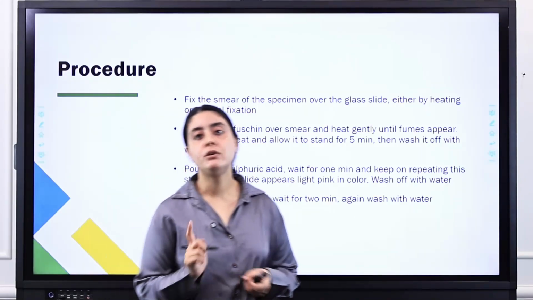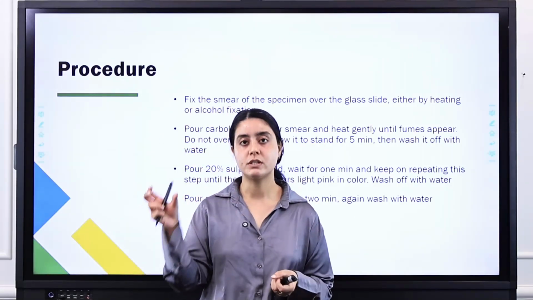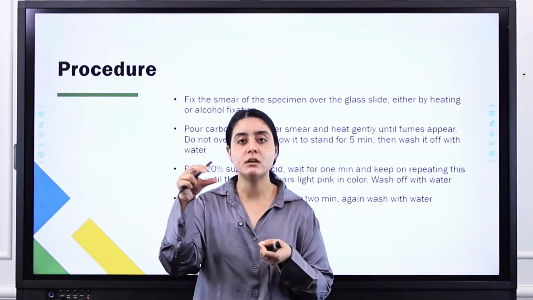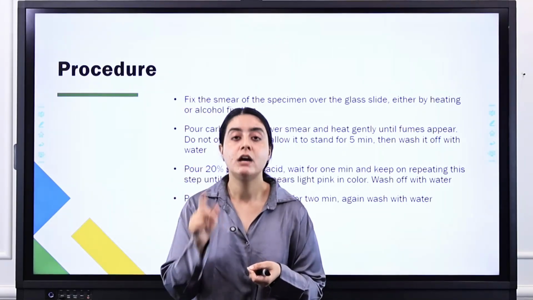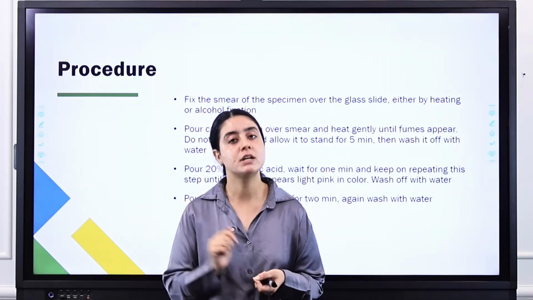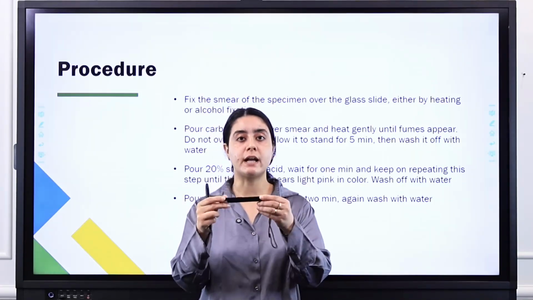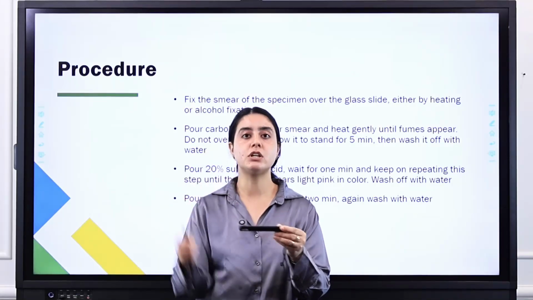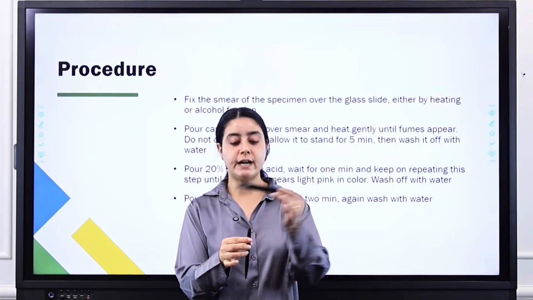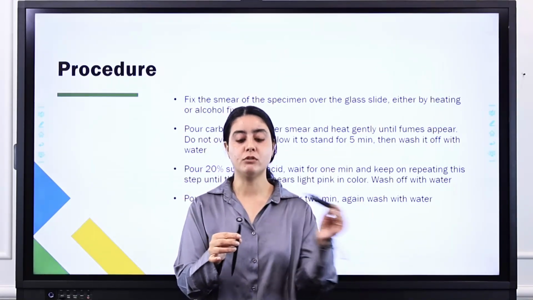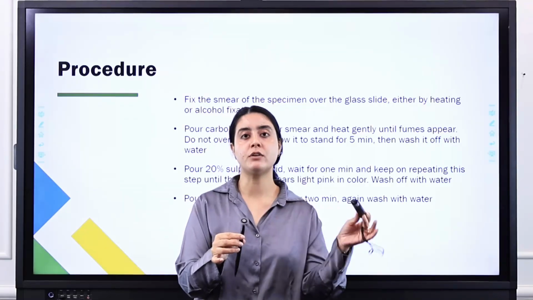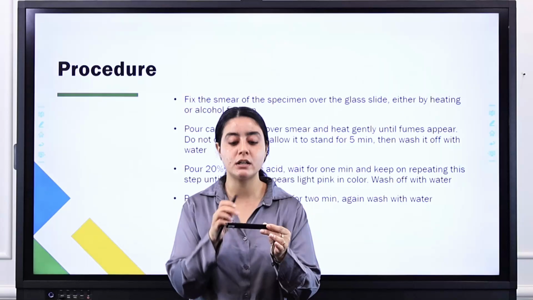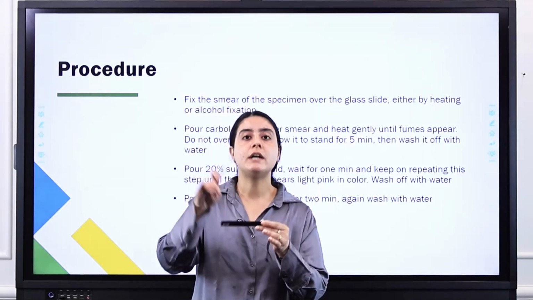Now you have to pour carbol fuchsin, which is your first or basic dye, over your slide with intermittent heating. What is intermittent heating? Like this is the slide, this is the flame. I will pour carbol fuchsin and I will take this slide like this over the flame and remove. Again on flame and remove. This is the intermittent heating, and I will continue this procedure until the fumes start appearing.